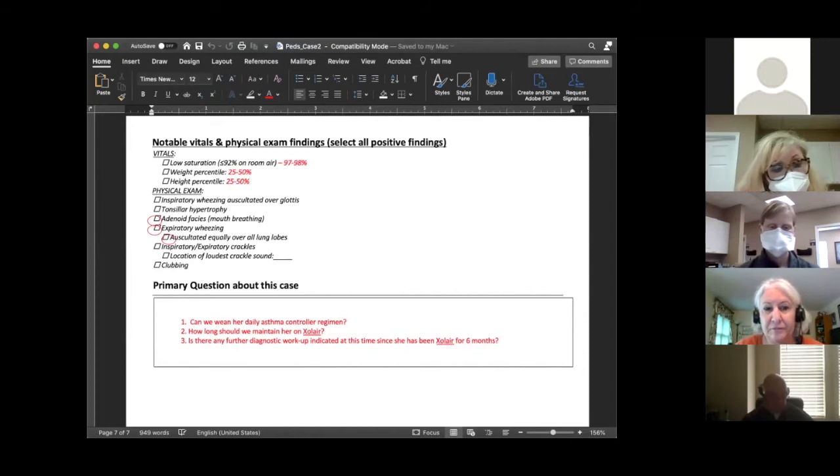But 6 months onto biologic therapy and on a lot of asthma medications, which is a huge medication burden for the mother and for the child herself, can we wean her daily asthma controller regimen? How long should we maintain on Xolair? And is there any other further diagnostic workup that you think is indicated now that she's been on Xolair for 6 months and doing much better on therapy?